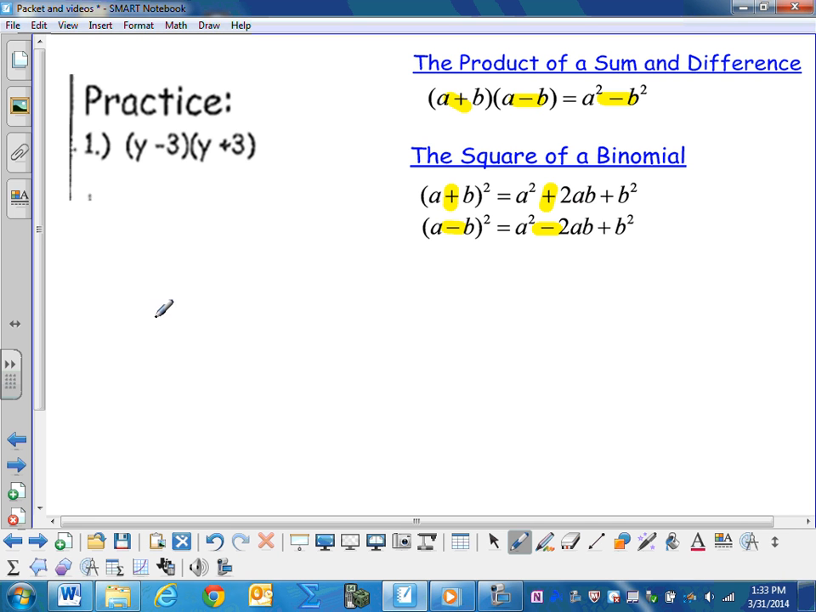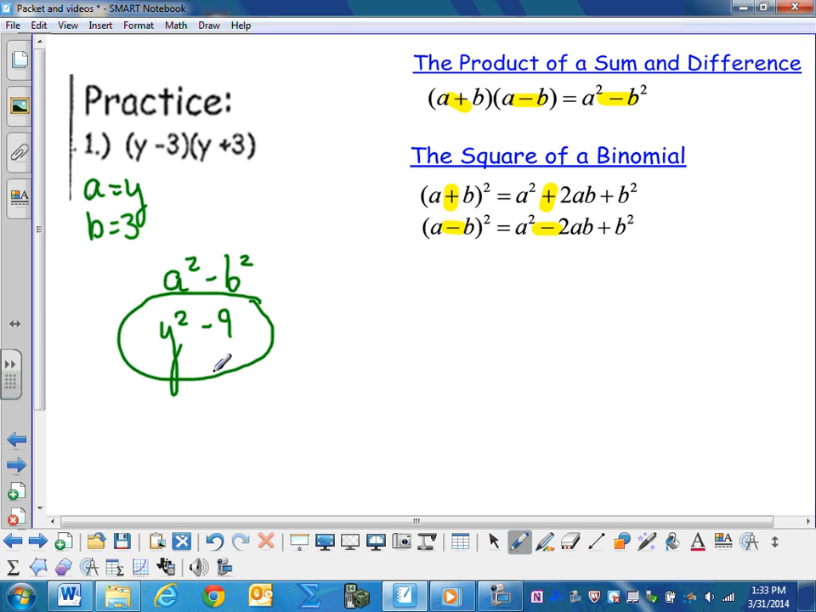So, number 1, y minus 3 times y plus 3. So this is the product of a sum and a difference. So my a is equal to y, and my b is equal to 3 or negative 3. And I take a squared minus b squared. So y squared minus 9. And I'm done.